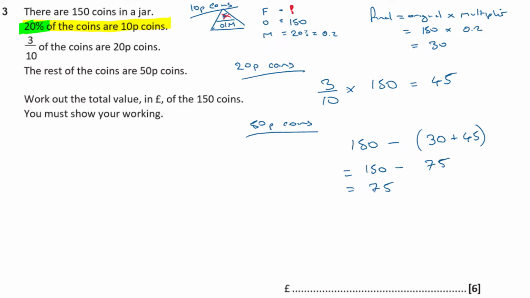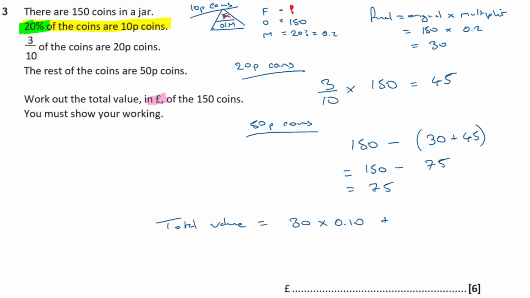Okay, so then what's the total value in money? Total value. That's going to be all my coins added up then, isn't it? So I've got 30 lots of 10p. I'm going to write it as 0.10. I'm going to write it as a decimal, so I'll get pounds and pence at the end. It does want me to write the answer in pounds. So if I do it as a decimal to start with, I won't have to convert it later.